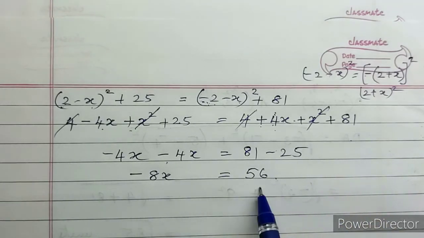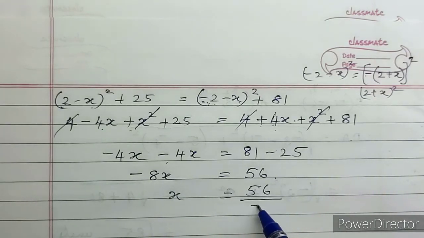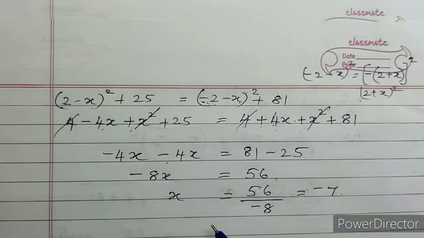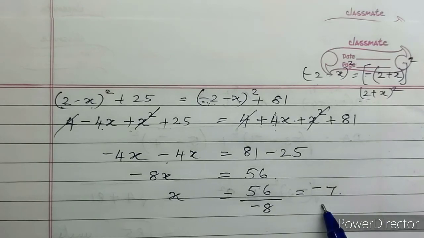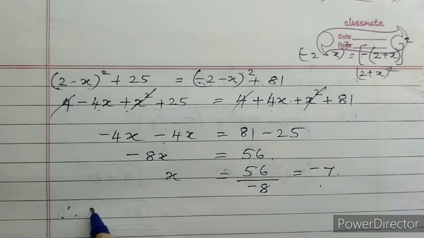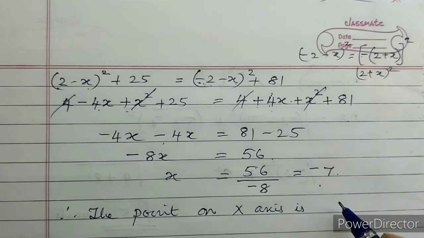So minus 8x is equal to 56, x is equal to 56 divided by negative 8. A negative answer will come because one is negative. 8 sevens are 56. So what is the x value? x is equal to negative 7. So you have to conclude here the point on the x-axis. Therefore, the point on the x-axis is, we have taken it as (x, 0). So the x value is minus 7 and the y value is 0 only. So this is the final answer.